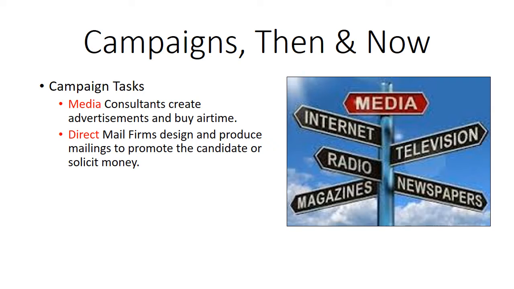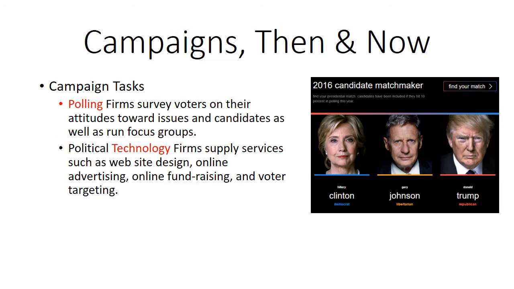Okay. Again, one of the really big ones is direct mail firms, which design and produce mailings to promote the candidate or solicit money. And again, this is a huge advantage. Remember, because of the incumbents and the franking privilege. Remember, incumbents do not have to pay for postage on anything. So essentially, all they have to do, really, guys, is come up with the postcard or the little ad from the mail firm, and they can literally flood their constituents with propaganda and material to help them get reelected.